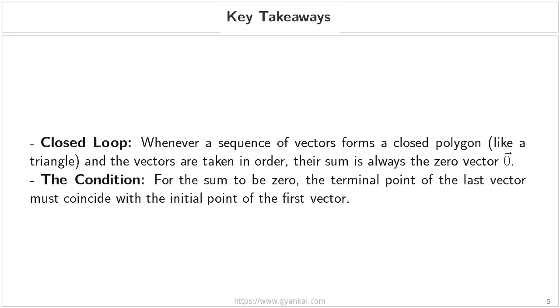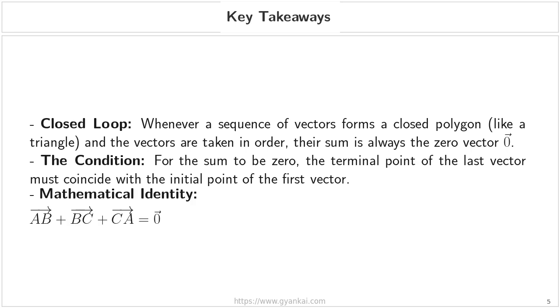However, there is one crucial condition you must remember for this to work. For the sum to be exactly 0, the terminal point, or the head, of the very last vector must coincide exactly with the initial point, or the tail, of the first vector. In other words, you must end up exactly where you started. To summarize this mathematically, we can look at this identity. Vector AB plus vector BC plus vector CA equals the 0 vector.